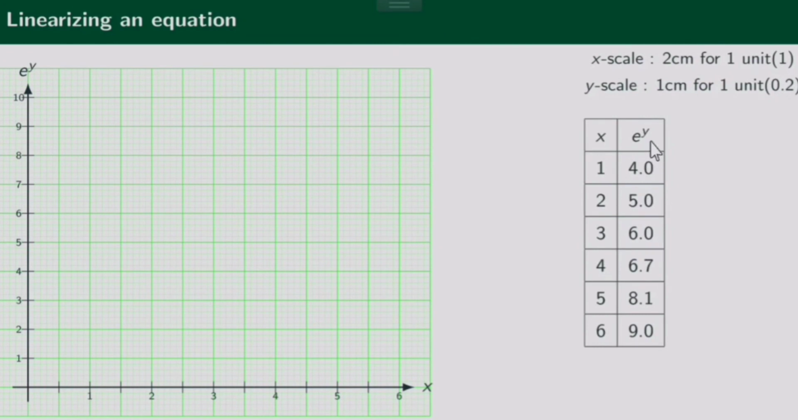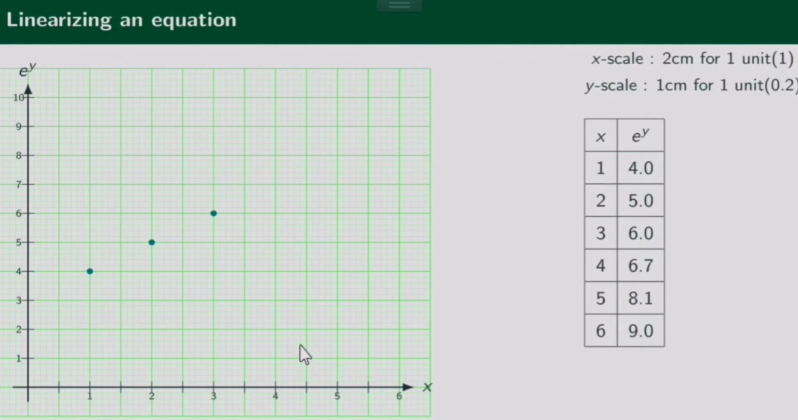So these are the values that I want to plot. I have rounded them off to 1 decimal place. So let me start and plot. When x is 1, e to the y is 4. So this is x is 1, e to the y is 4. This is where the vertical and the horizontal lines meet. So this is the point (1, 4). Then when x is 2, y is 5. So this is the point. Now let's move on to the next point. X is 3, y is 6. So this is the point.